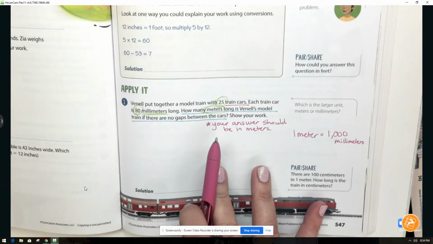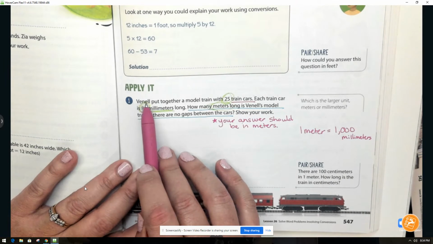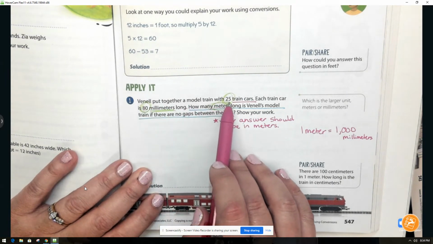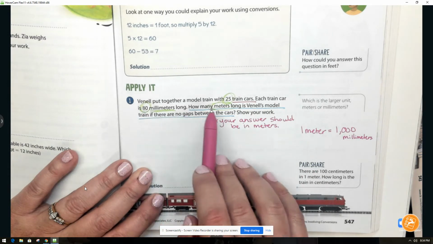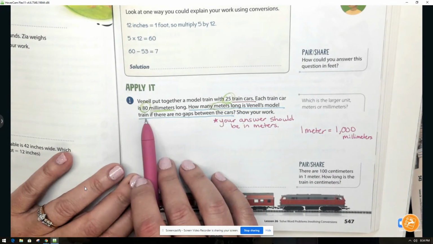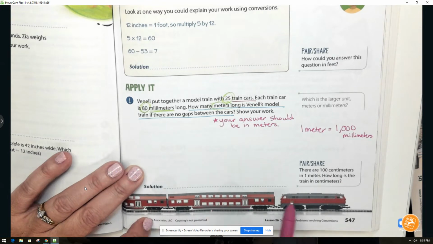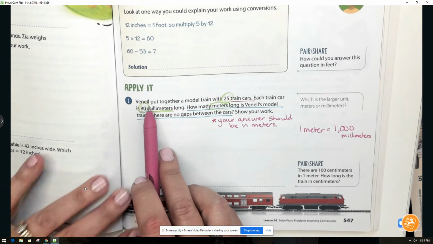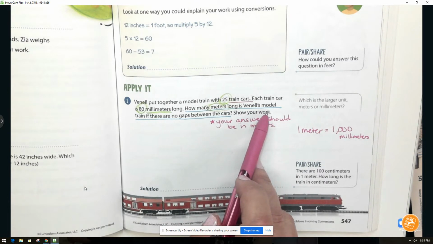All right, so this is page 547. On this first problem, it says this. Venel put together a model train with 25 cars. Each train car is 80 millimeters long. How many meters long is Venel's model train if there are no gaps between the cars? So if you took 25 of these cars and put them all in order, and assume that there are no gaps, that they're all really close to each other, we want to know how many meters long Venel's train is.